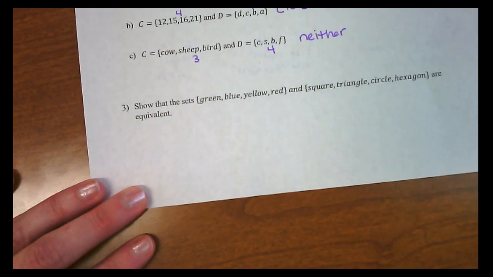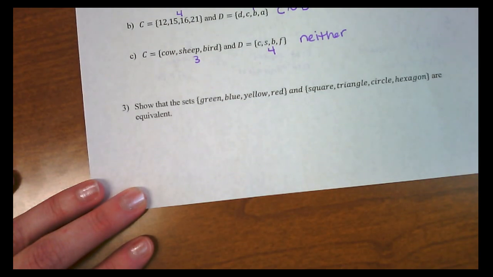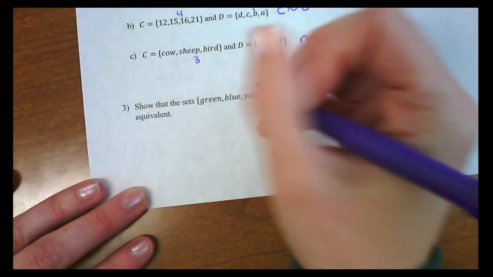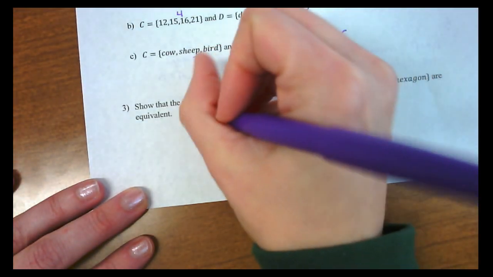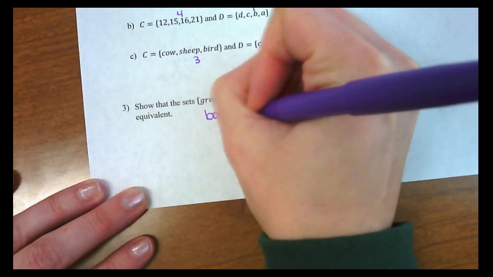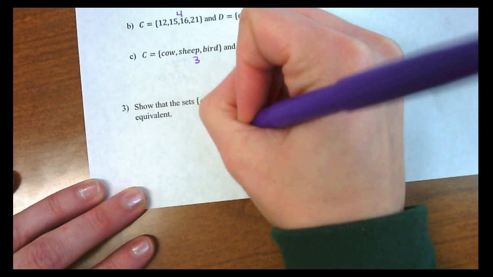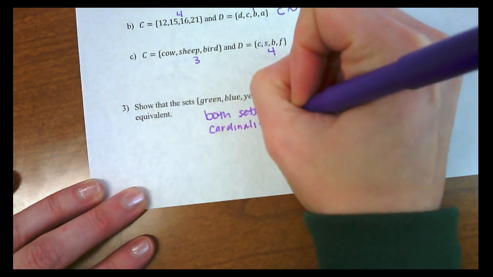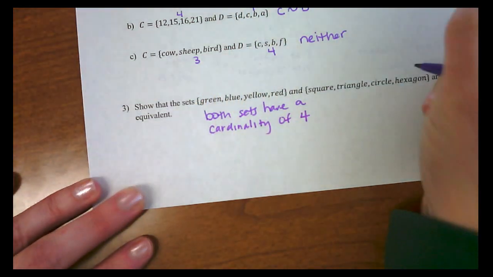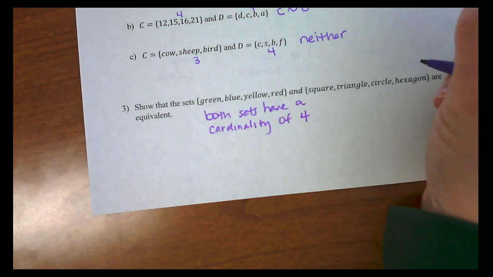Number 3, show that the sets green, blue, yellow, red, and square, triangle, circle, hexagon are equivalent. So how would I show that they're equivalent? We would talk about their cardinality. They both have a cardinality of 4. There's 4 elements in each set.